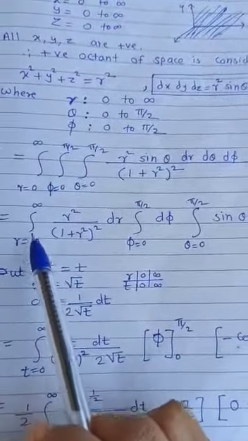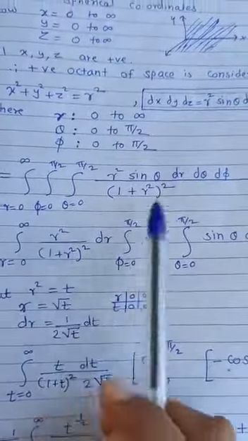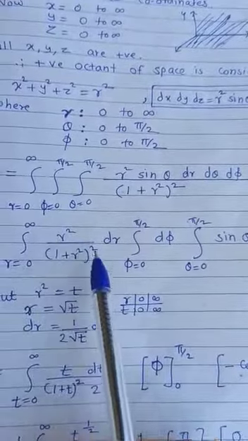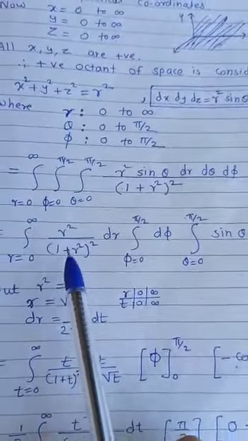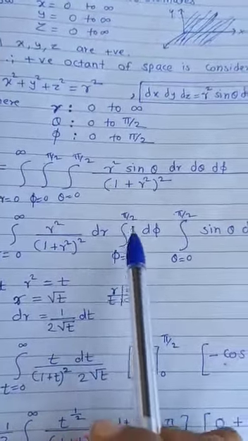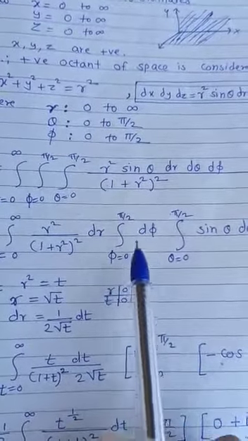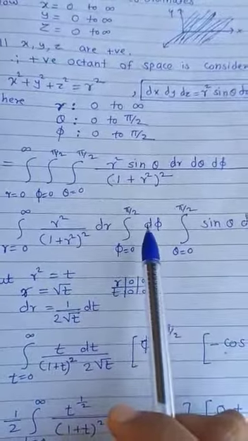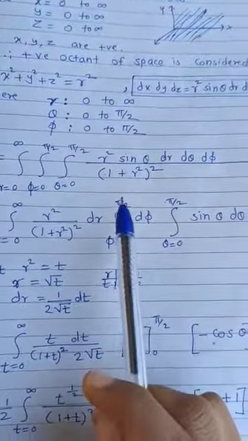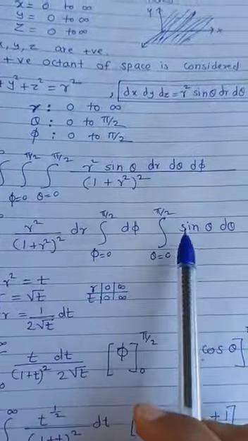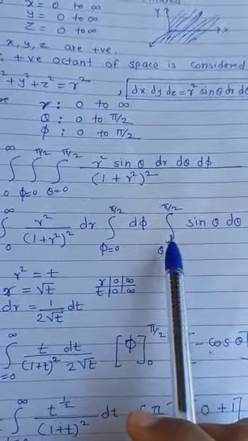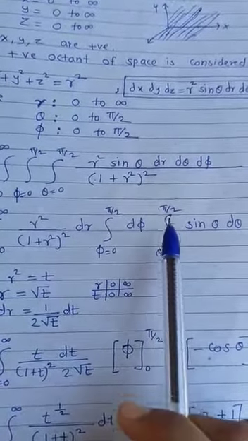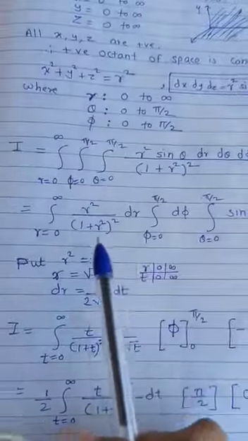So the integration of r from 0 to infinity, the function of r I have collected in this integration: r square upon (1 plus r square) whole square into dr. Next, integration of d phi. Since the phi function is not there, we'll just take d phi within the limit 0 to pi by 2, and the function of theta is sin theta. So this I have taken as a third integration: theta from 0 to pi by 2 of sin theta d theta.